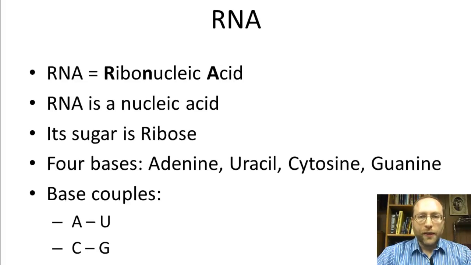Same thing, if you have a thymine in DNA, then you don't have to worry too much because that will bind with an adenine in RNA. And with C and G, it's the same thing. So the base pairs in DNA are A and T, and in RNA they are A and U. And C and G is the same in both RNA and DNA.